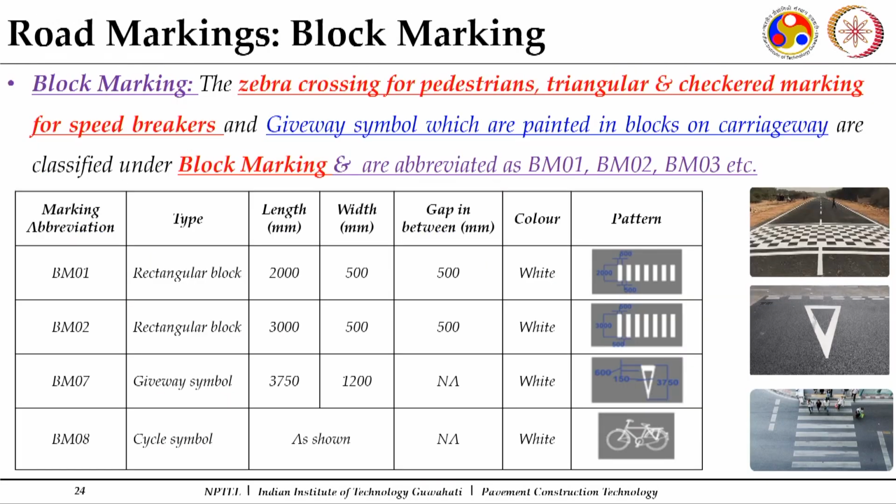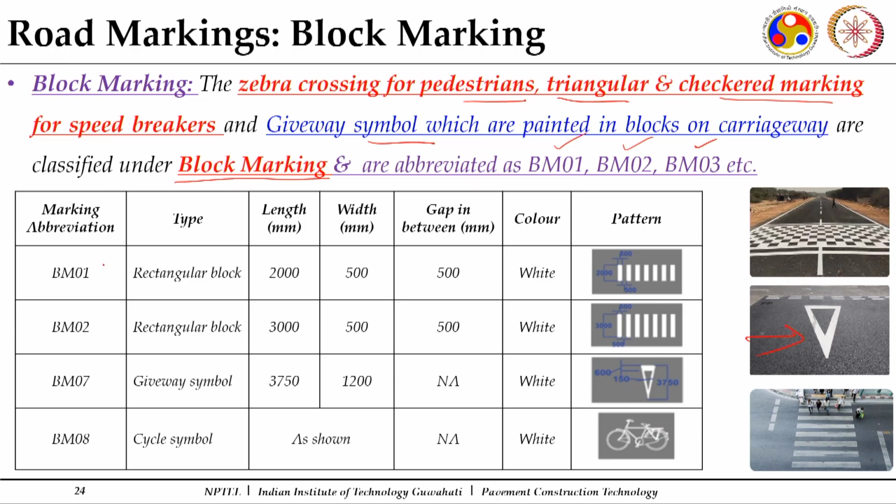Now we have block markings. These are specifically like for zebra crossing for pedestrians, and triangular and checkered marking is there for speed breakers. And even the giveaway symbol, which we have seen, painted in blocks on the carriageway, is classified under the block markings, and depending upon the size and different uses as per IRC 35, they are abbreviated in different manners. I can give you some of the examples that have been mentioned here in the table.